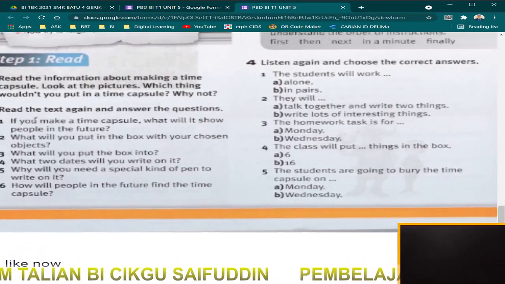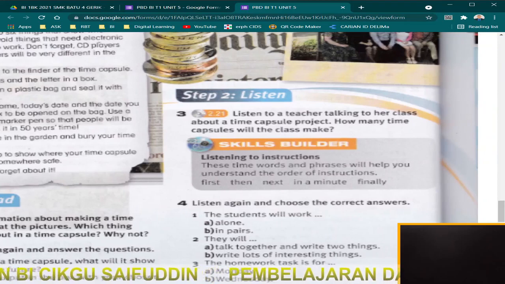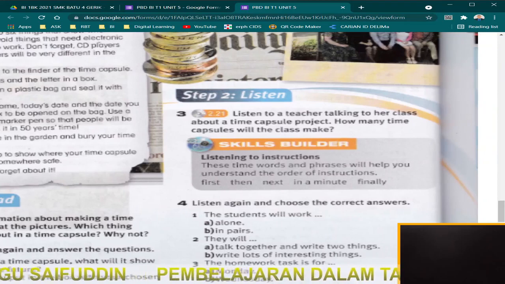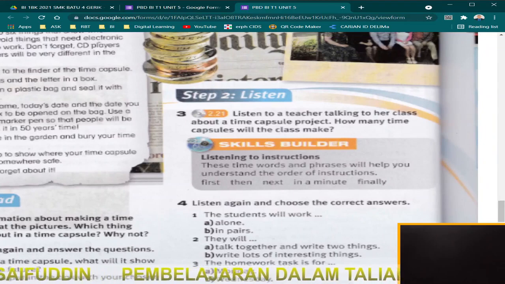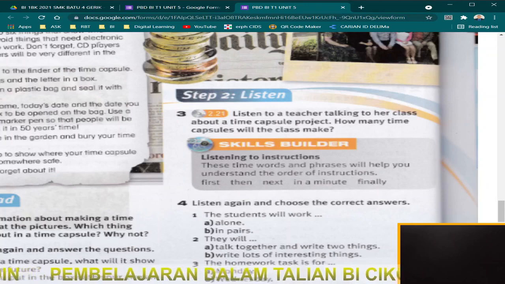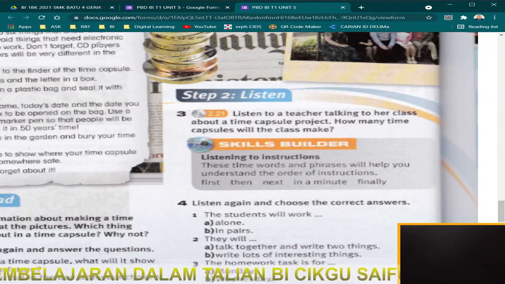So now let's go to question 3. Listen to a teacher talking to her class about a time capsule project. How many time capsules will the class make? So you can listen to the audio.